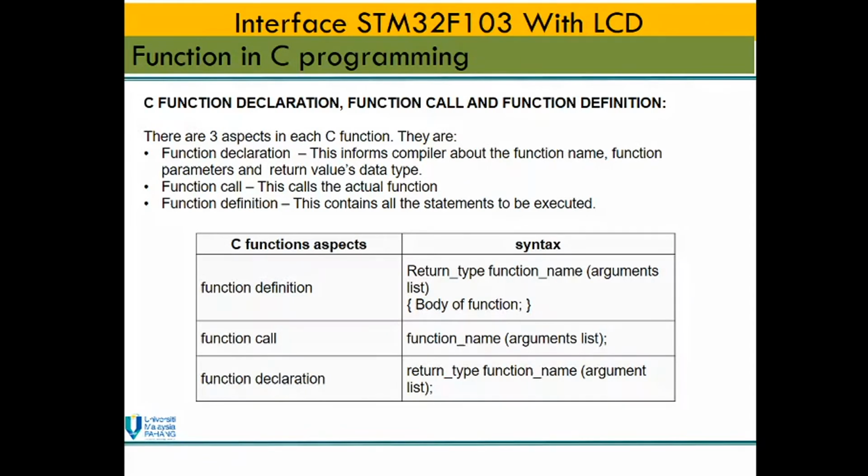There are three aspects in each C function. When we write a program with a function, we have three aspects. The first is the function declaration. This informs the compiler about the function name, function parameters, and the return value data type. The second is the function call, which calls the actual function. And the third is the function definition. This contains all the statements to be executed by the function.